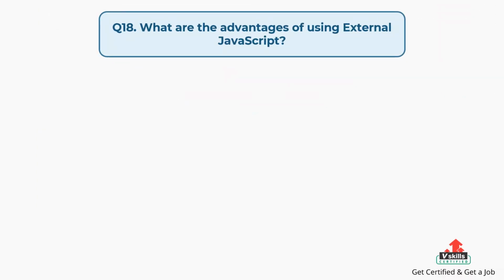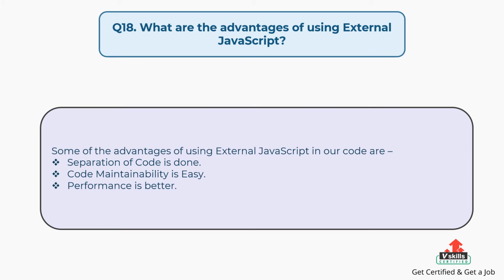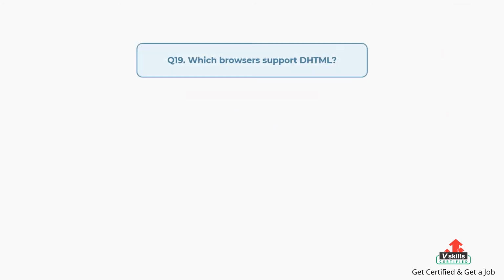Question number 18. What are the advantages of using external JavaScript? The answer is, some of the advantages of using external JavaScript in our code are: first, separation of code is done. Second, code maintainability is easy. Third, performance is better.